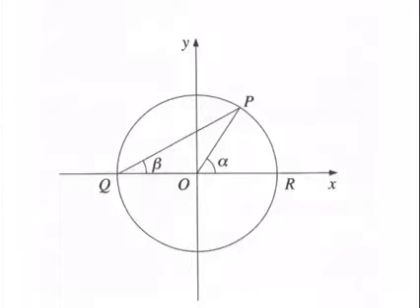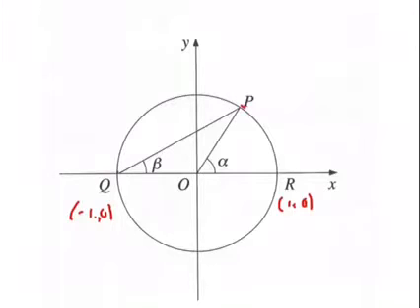Okay, it says in the question that this is a circle and the center is at O. Q and P are 2 points on the circle, and the point Q is (-1, 0), point R is (1, 0), and this angle PQO is beta and POR is alpha. This can be seen in the diagram anyway.